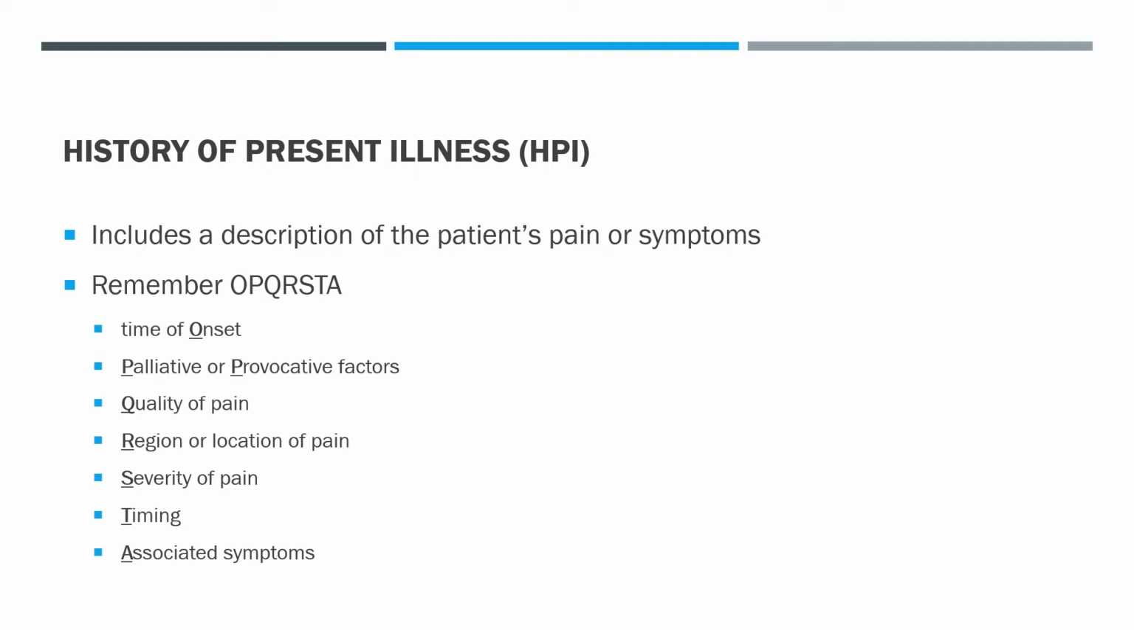HPI. So this is something that we've heard quite a few times throughout the lectures, again, under subjective, because this is stuff that's coming from the patient, information coming from the patient's mouth to us. So it includes the description of the patient's pain or symptoms. Remember OPQRSTA: time of onset, palliative or provocative factors, quality of pain, region or location of pain, severity of pain, timing, and associated symptoms. I think in the previous lecture I put alleviating symptoms, and that was incorrect. So palliative or provocative factors are going to be what makes it feel better, what makes it feel worse, and then A is associated symptoms.